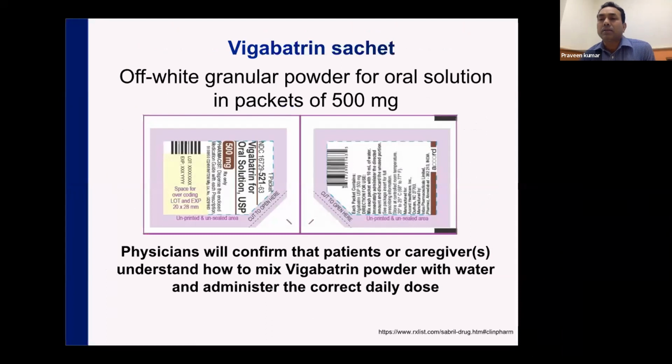Nowadays, as I said, it's coming in the sachet form also, where one sachet has 500 milligram. You dissolve it in 10 ml of water, and you can give it as per the body weight. For infantile spasms, especially if it is because of tuberous sclerosis, this is the drug of choice. And if it is because of any other etiology and your steroid has failed, you can think of vigabatrin as an alternative.